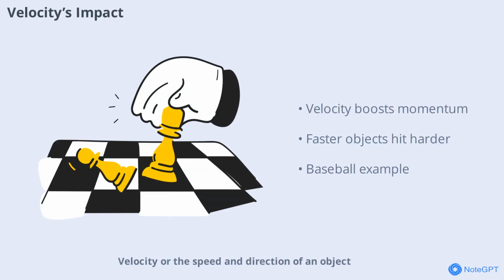Velocity, or the speed and direction of an object, is the other key factor in momentum. If two objects have the same mass, the one moving faster will have more momentum. For example, a baseball thrown at high speed has more momentum than one tossed gently. This is why fast-moving objects can cause more impact or damage when they collide with something else. Velocity amplifies the effect of mass in the momentum equation.